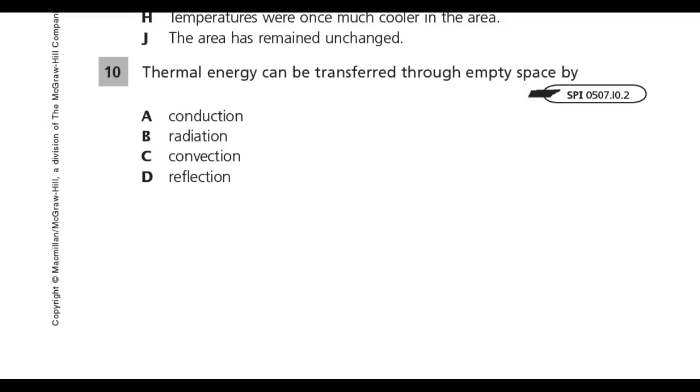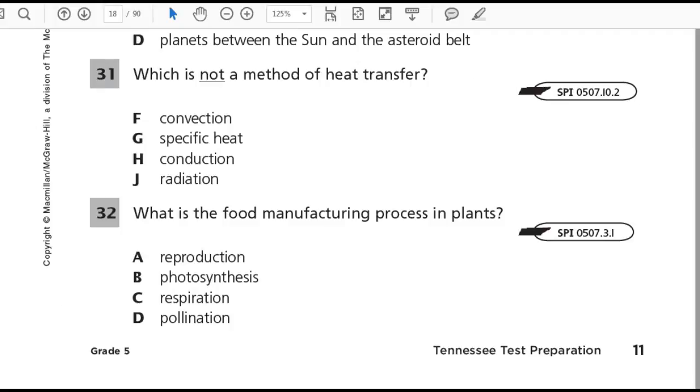Notice that thermal energy, remember that's a synonym for heat energy. It can be transferred through empty space by A, conduction, B, radiation, C, convection, or D, reflection. Which one? Yes, B, radiation. That key phrase, empty space, should tip you off. Remember, radiation is where heat travels through empty space.